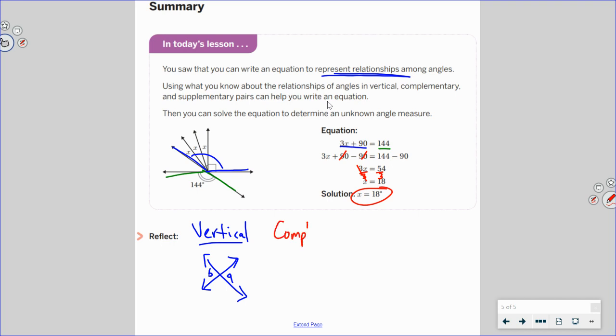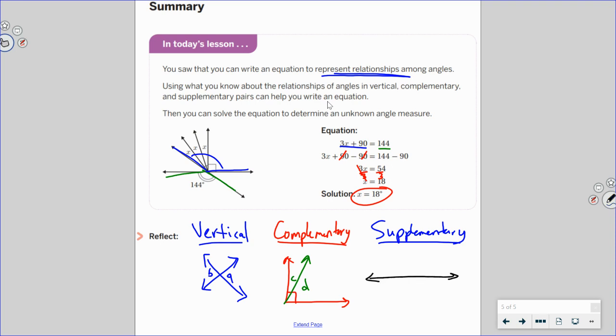Complementary angles is another relationship we talked about, when two angles together make a 90-degree right angle. So let's call this C and D. Supplementary generally are two angles that form a straight angle. In any case, give yourself a little note here. And maybe over here I would write equals.